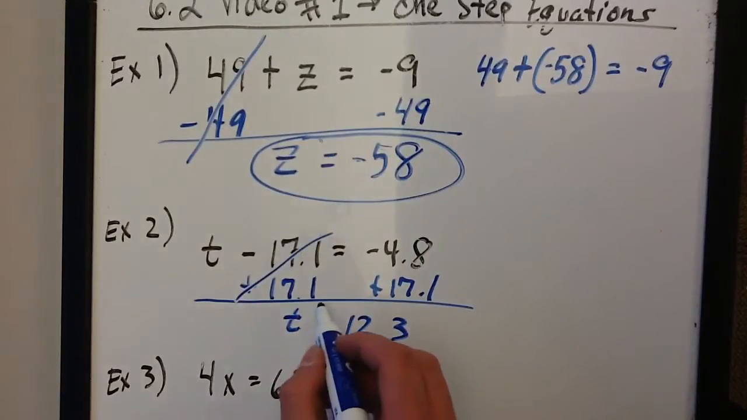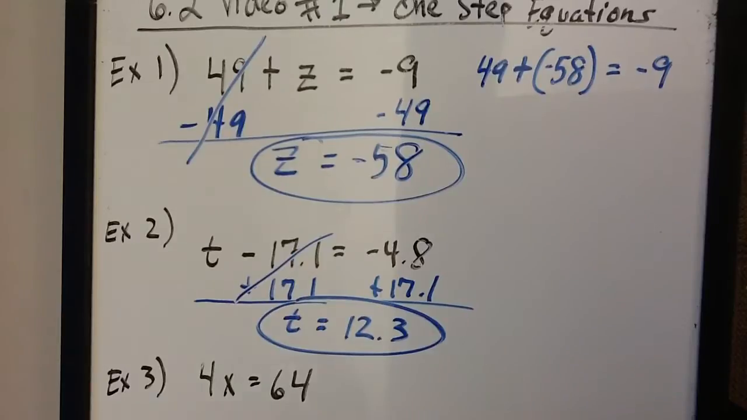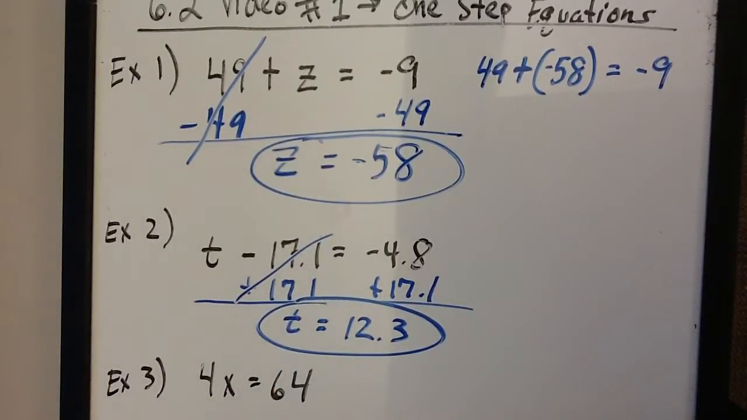So t equals 12.3. If I plug that back into the equation, it should stay true. 12.3 minus 17.1 equals negative 4.8.